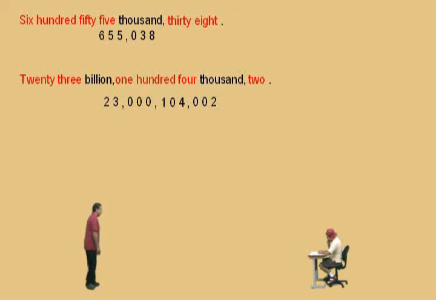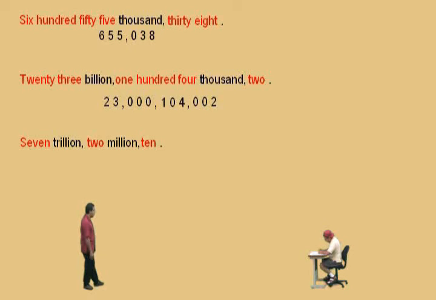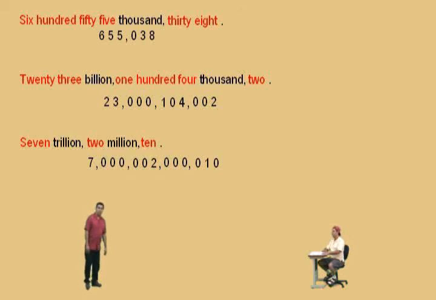So there we go. How about this one, Charlie? 7 trillion, 2 million, 10. 7, comma, 000. Okay, there are no billions. That's right. 002. Very nice. 000. There are no thousands. 010. And there you go, 10. And there you have it.